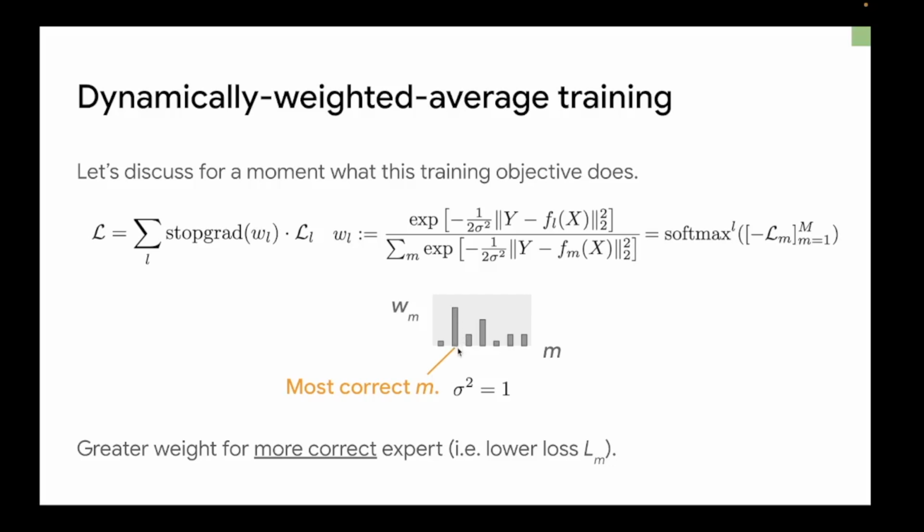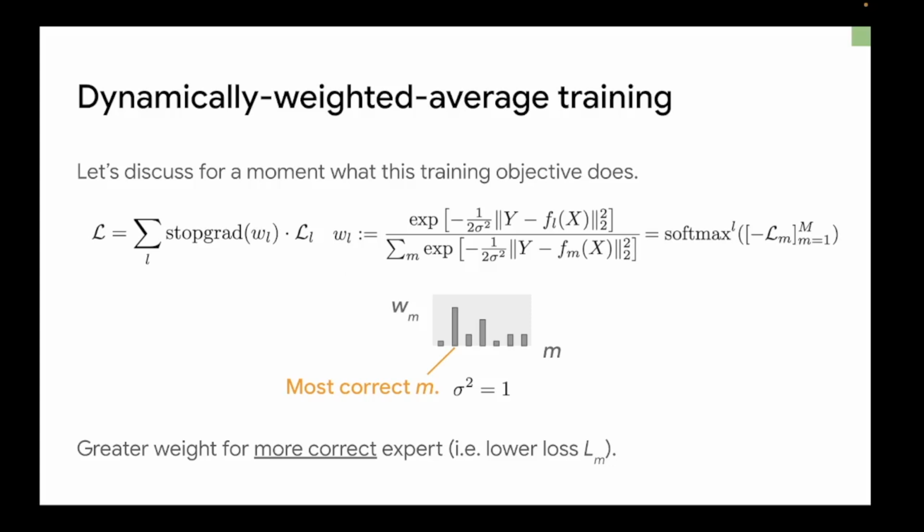Which one gets the highest weight, right? And the one with the highest weight is the one with the lowest loss, right? And the one with the lowest loss is essentially the expert who was the most correct, right? Because if you're correct, then you have lower loss value. So in other words, this weighting scheme is giving expert more weight if the expert is more correct.